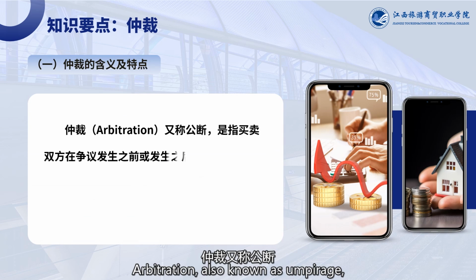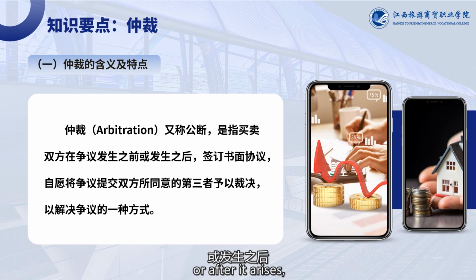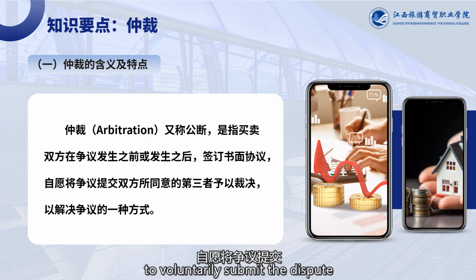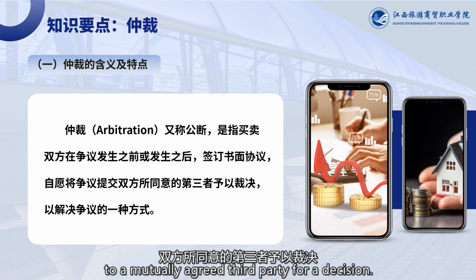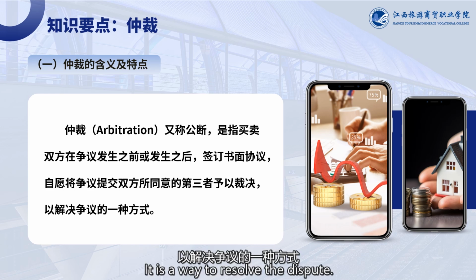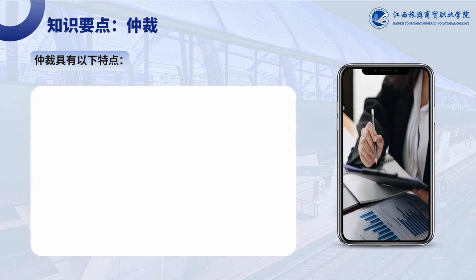Arbitration, also known as umpirage, refers to the situation when two parties to a dispute, either before or after it arises, sign a written agreement to voluntarily submit the dispute to a mutually agreed third party for a decision. It is a way to resolve the dispute. Its characteristics are as follows.